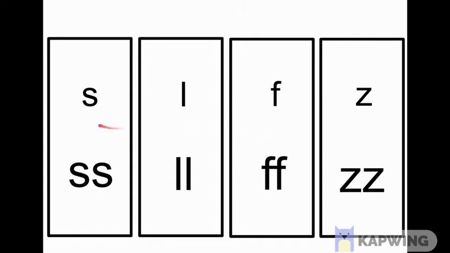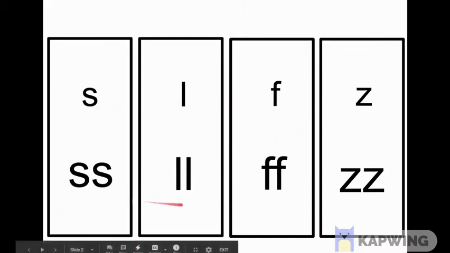So if a word ends in S, if it's a CVC word, has a consonant, that short vowel sound, a, e, i, o, or u, and it ends in S, L, F, or Z, we make two of those at the end. So maybe you're confused and you're not sure what I'm talking about. Let's take a look at our examples.